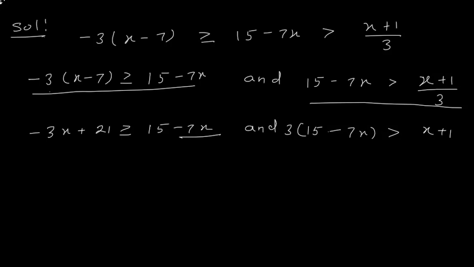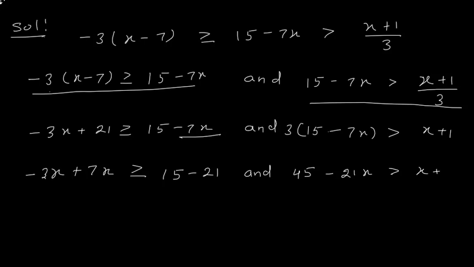Now this minus 7x I will bring on left, so minus 3x, and this minus 7x will come on left and become plus 7x. It is greater than or equal to 15 minus 21, and here also I will open the bracket. 3 into 15, we have 45, minus 7 3 we have 21x, it is greater than x plus 1.